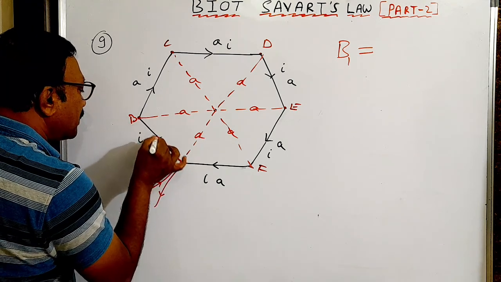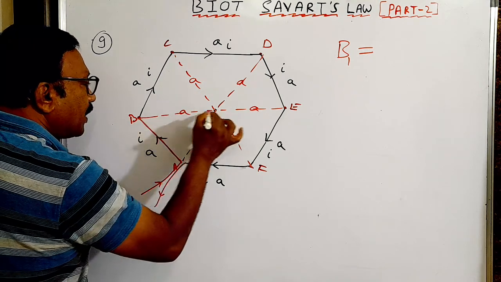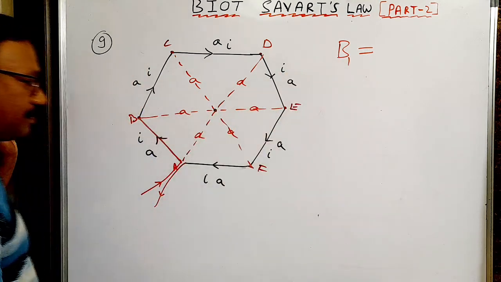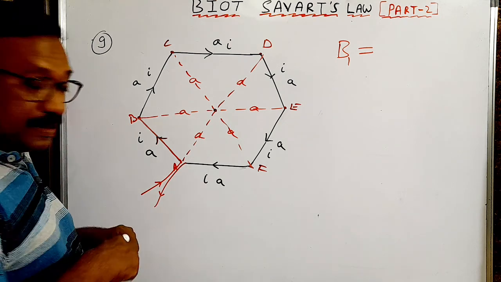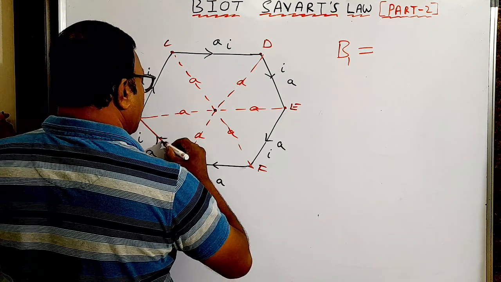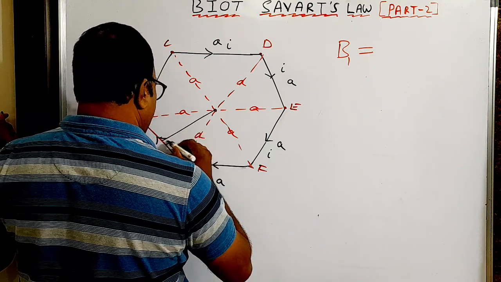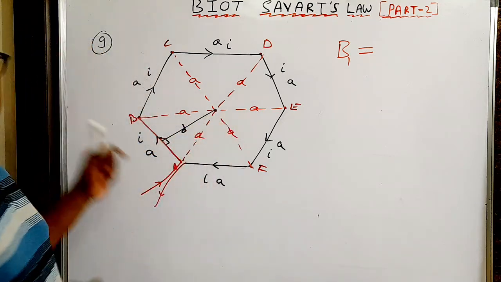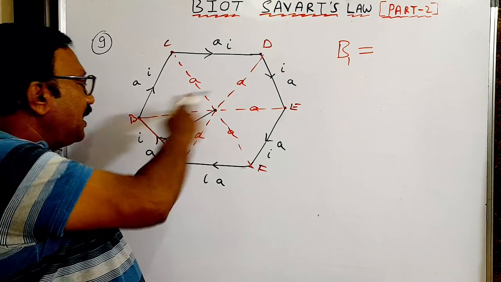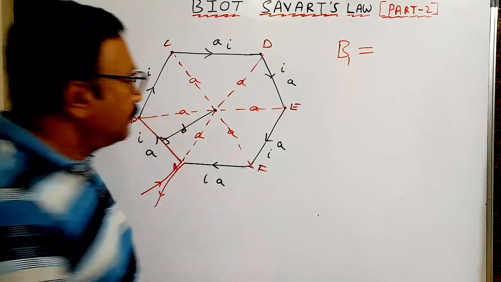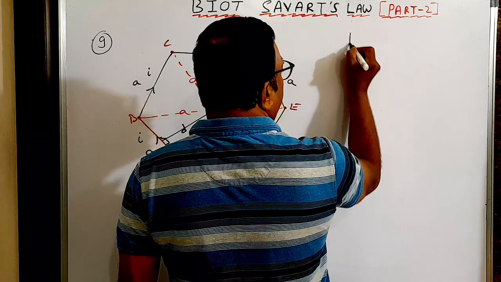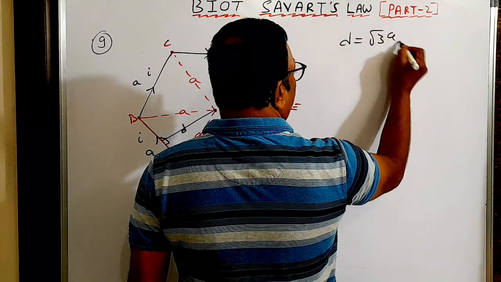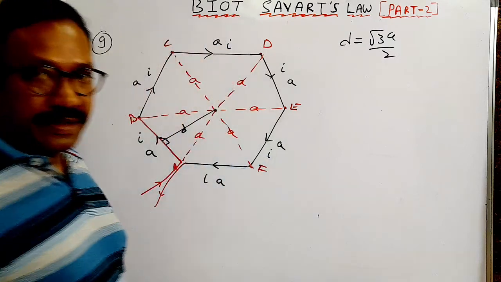Now I am considering this wire AB. The magnetic field due to this wire AB at this point is B1. Perpendicular distance first. So this is the perpendicular distance. The perpendicular distance is nothing but the height of the equilateral triangle. Am I right? So the perpendicular distance is the height of the equilateral triangle, root 3 a by 2.